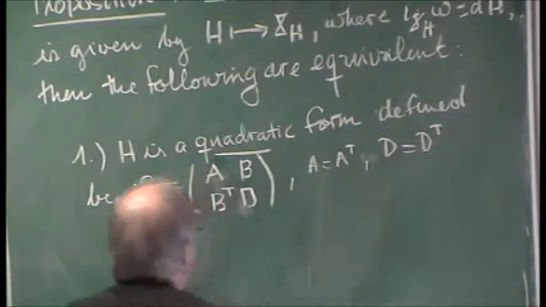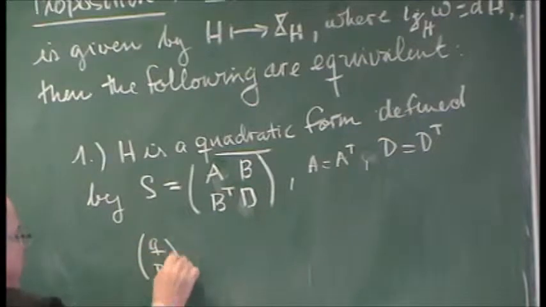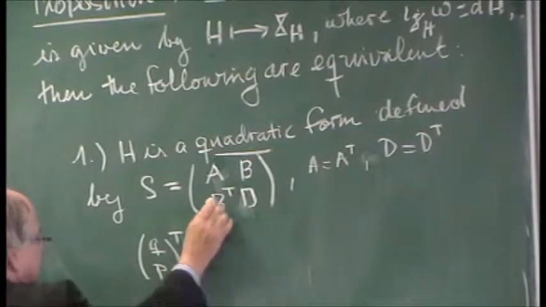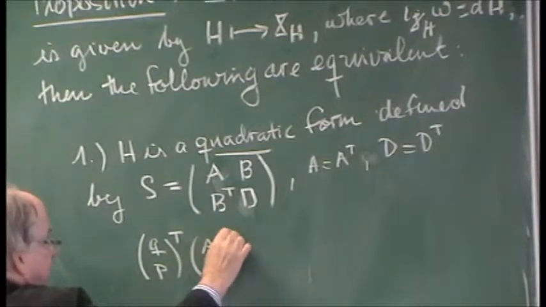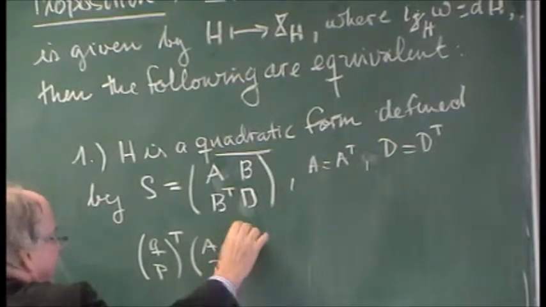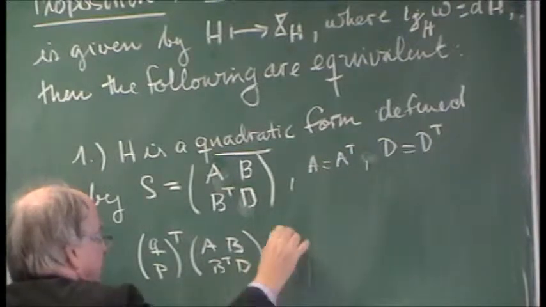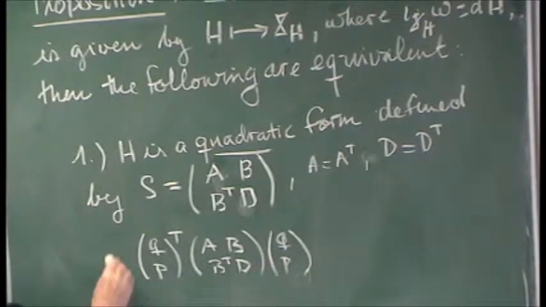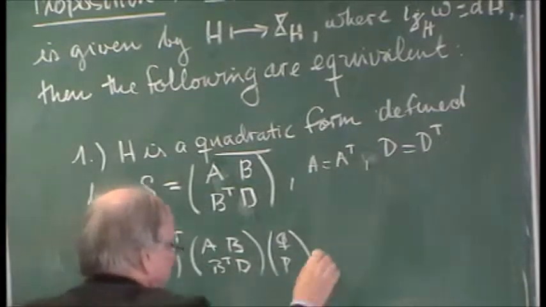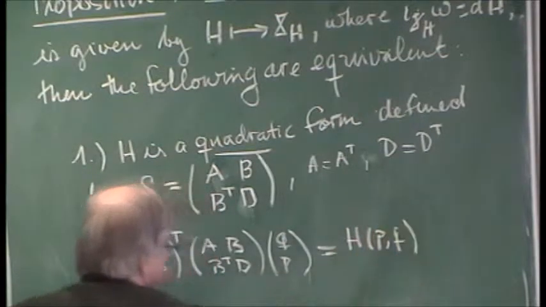You're given a Hamiltonian defined by a symmetric form. Let me remind you what I have in mind here. This means (Q, P) transpose times the matrix A, B, B transpose, D, times (Q, P). This is the form. And maybe a half. This physics 1/2 is very good for notation. This is H equal.